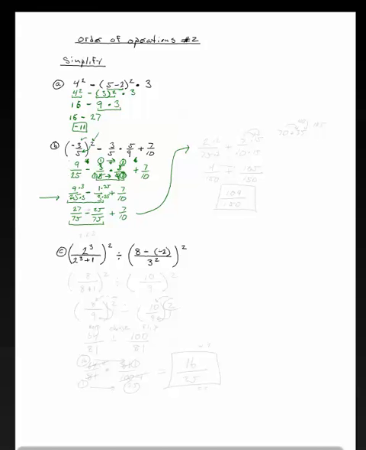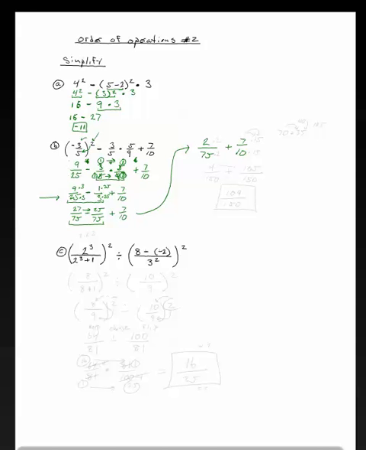So remember, when we're subtracting fractions, we subtract the numerators and we keep the common denominator. So 27 minus 25 is 2. And then we keep our common denominator of 75. And then we've got plus 7/10.